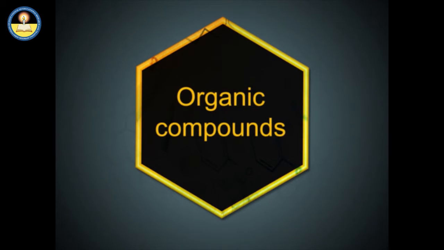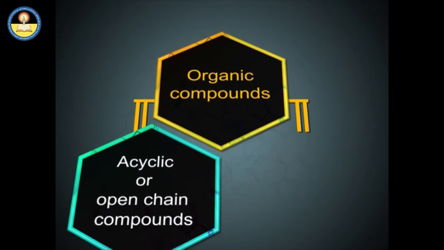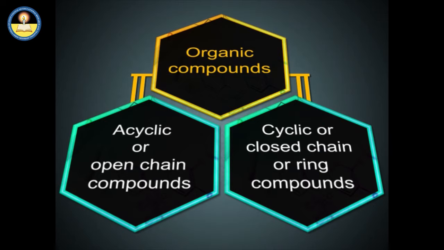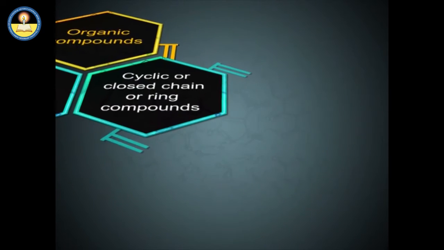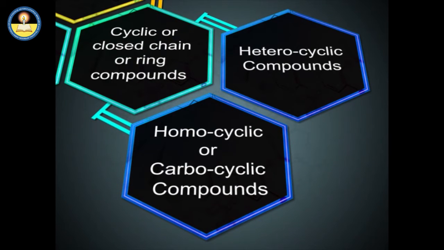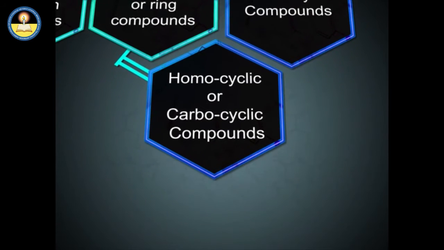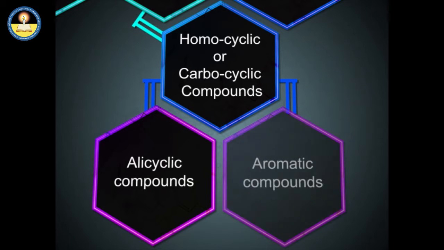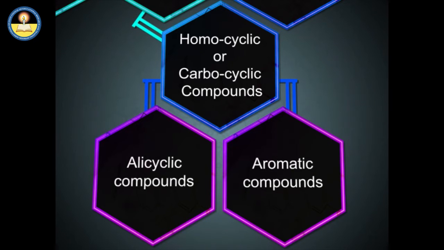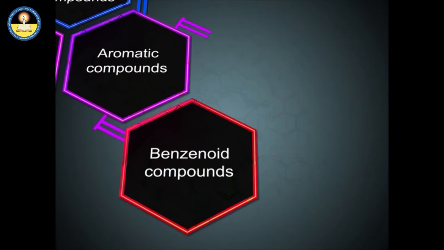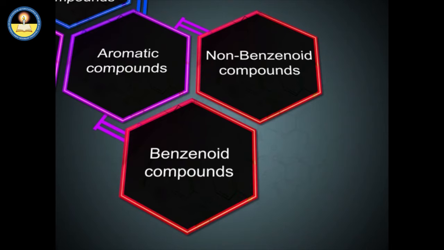Organic compounds can be divided into acyclic or open chain compounds and cyclic or closed chain or ring compounds. These can further be divided into homocyclic and heterocyclic compounds. Homocyclic compounds can further be divided into alicyclic and aromatic compounds. Aromatic compounds can be further divided into benzenoid and non-benzenoid compounds.